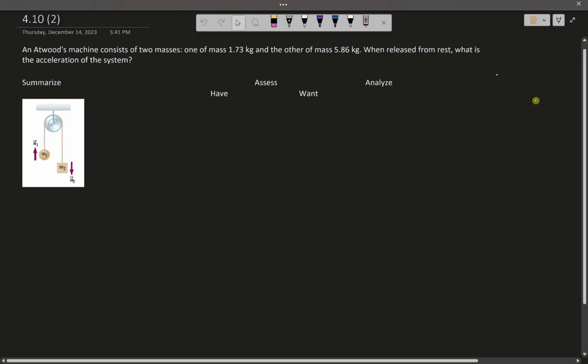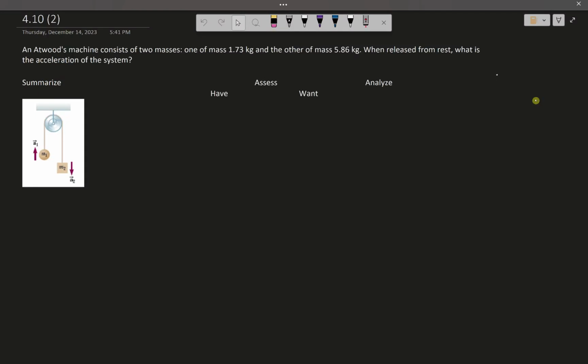All right, so in this problem, we are looking at a pulley system. This specific problem would be called Atwood's machine. So what we have are two masses connected to each other with this rope going over a pulley.